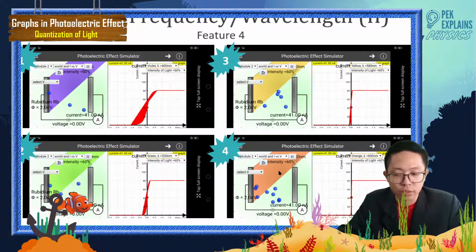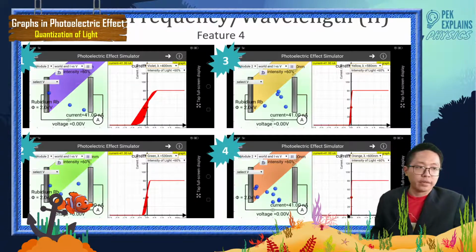This one has the lowest frequency. Highest frequency, lowest frequency. Highest energy, lowest energy. You see, this one, highest energy, requires a higher stopping potential. You see, what changes is the stopping potential. This one requires a very high stopping potential. Sorry, this one requires a very low stopping potential.